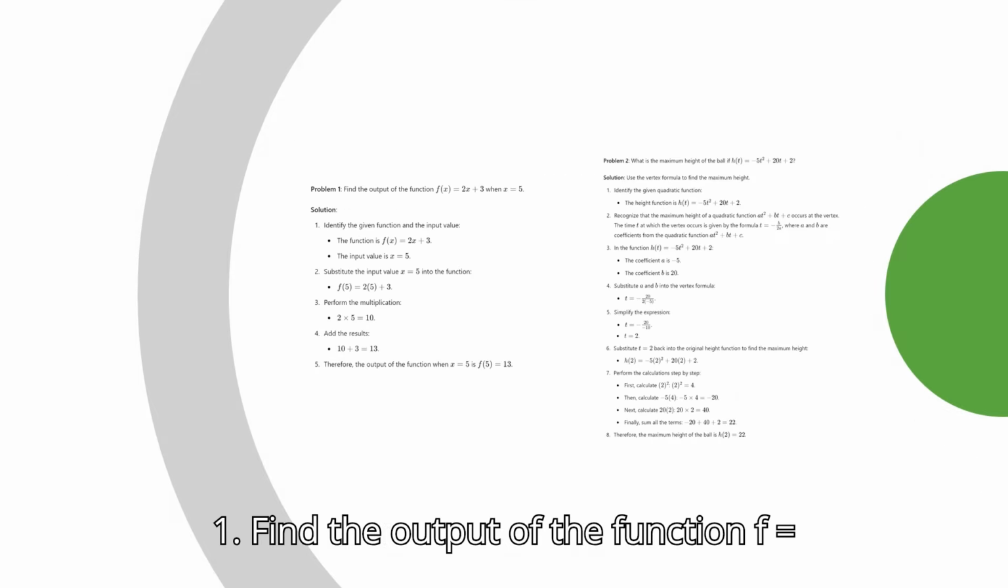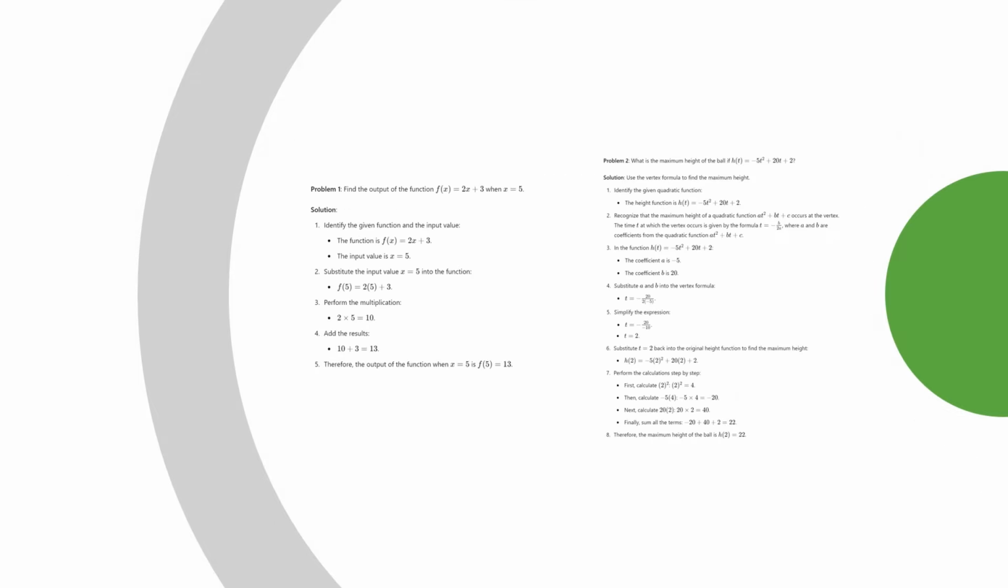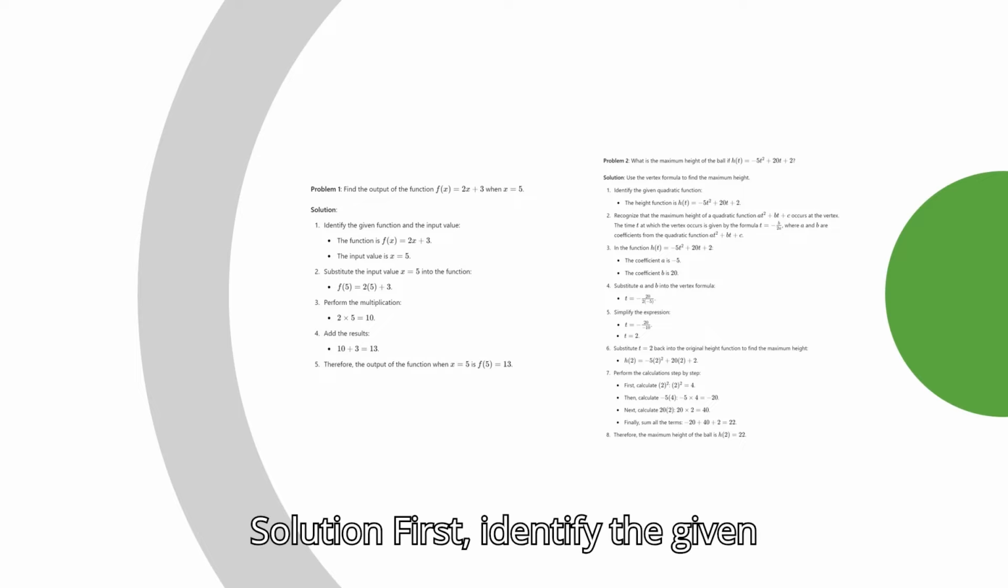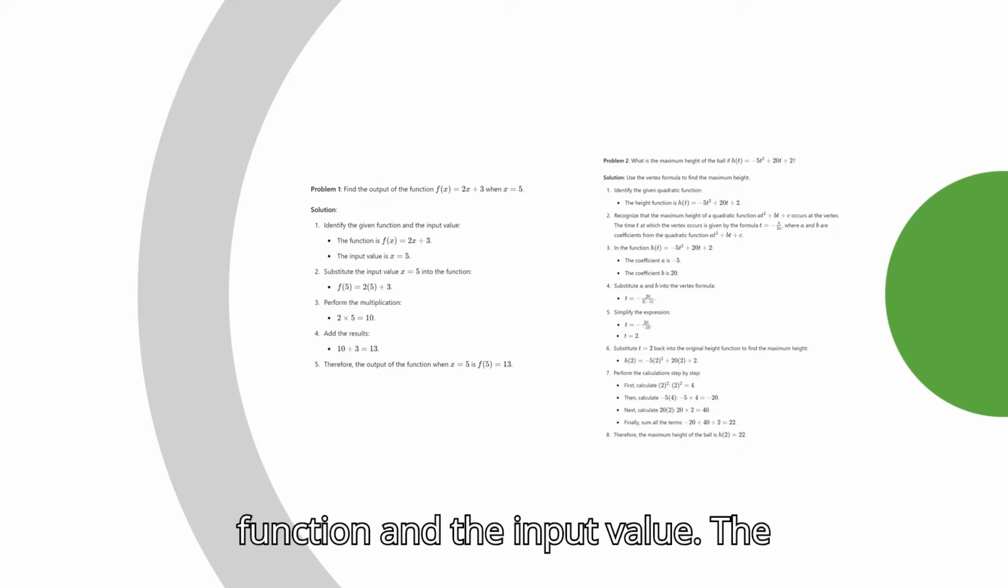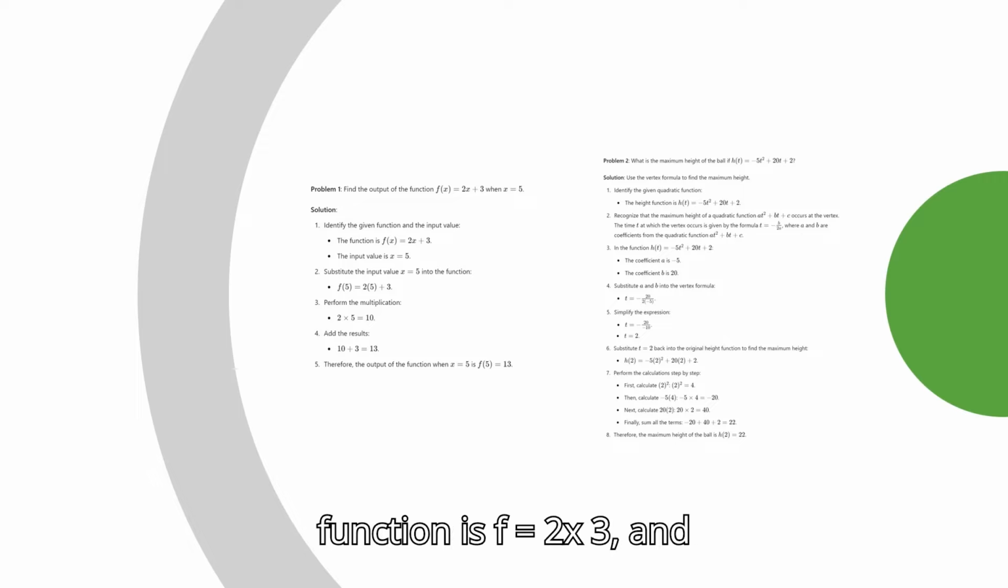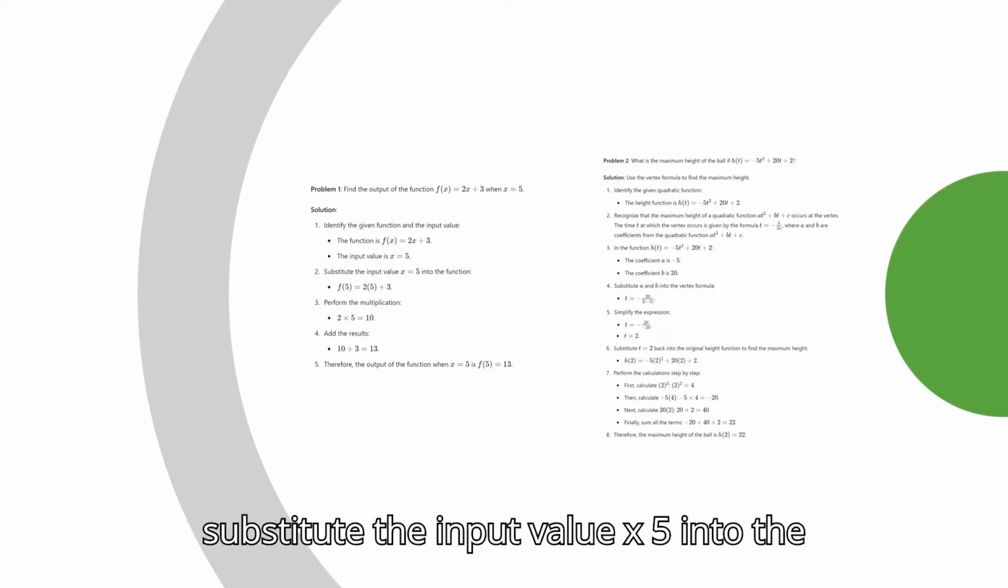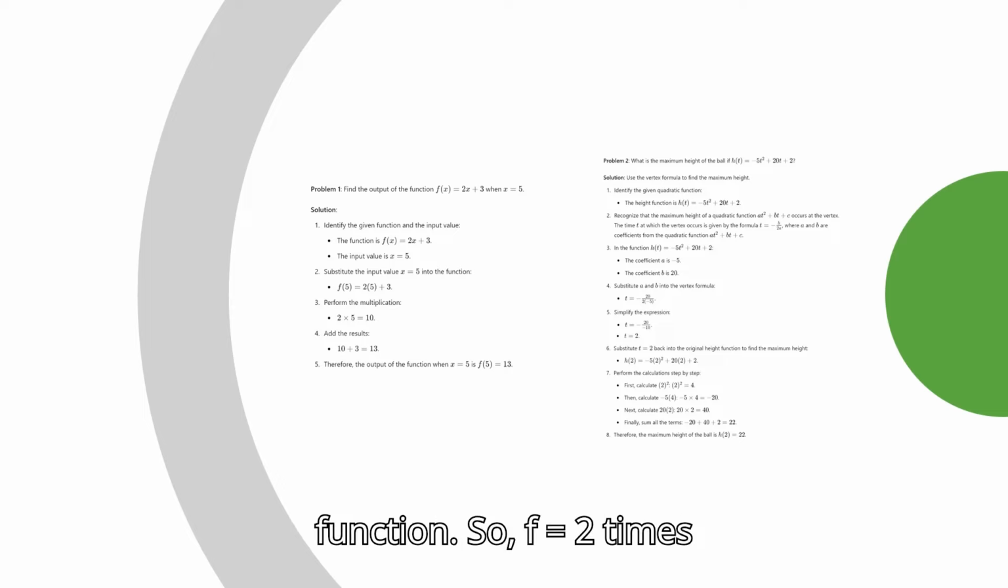Problem 1. Find the output of the function f of x equals 2x plus 3 when x equals 5. Solution. First, identify the given function and the input value. The function is f of x equals 2x plus 3, and the input value is x equals 5. Now, substitute the input value x equals 5 into the function.